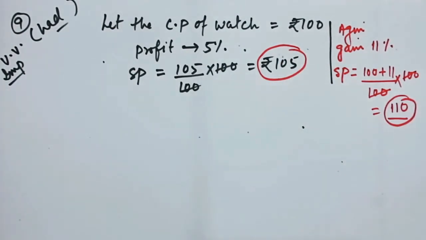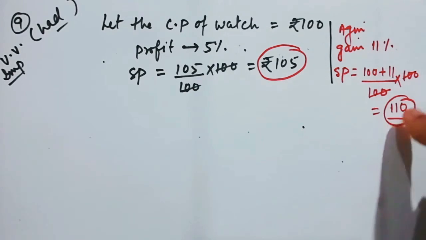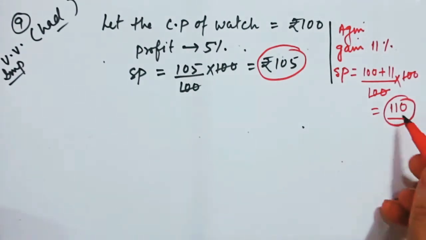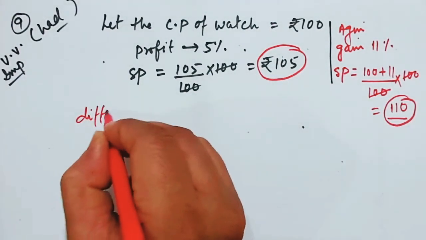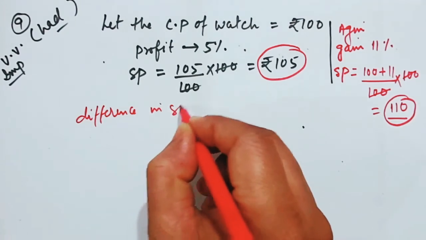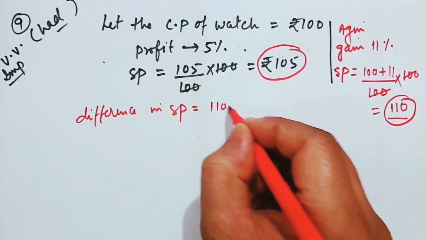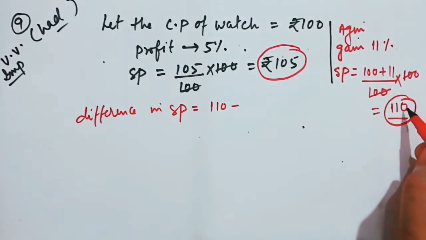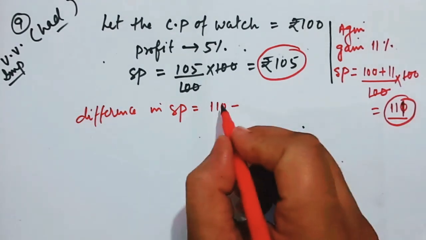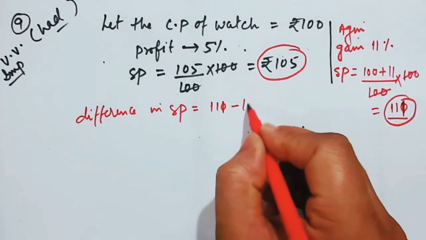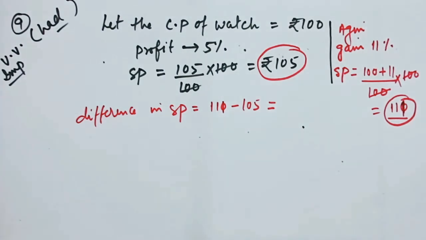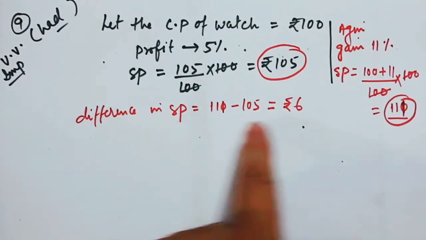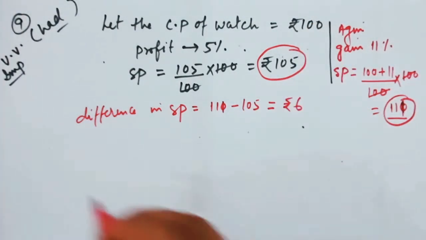Don't you find that this particular selling price is more than the previous one? How much more? The difference in selling price is equal to 111 minus 105, which will give you how much? The difference in selling price is rupees 6. So when the difference is rupees 6, my cost price was 100.